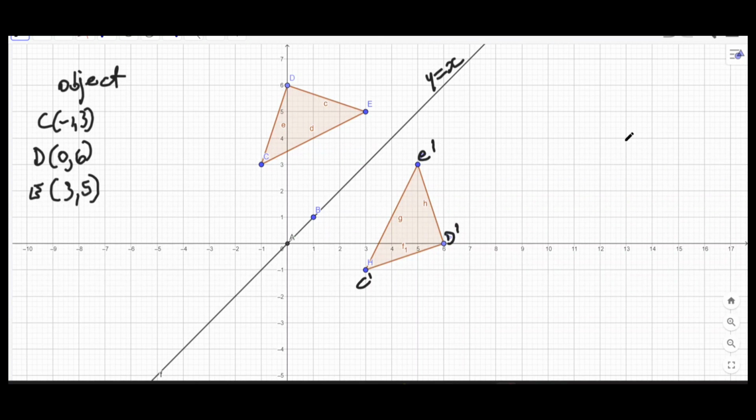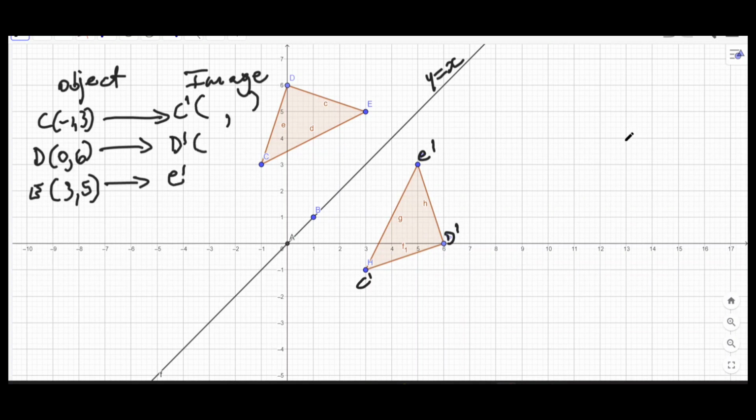Now, when we reflect in the line y is equal to x, if you listen to the sound of that, y is equal to x, you would realize that C prime, D prime, and E prime would have come off a certain way. And we're going to quickly look at that. C prime becomes 3, -1.